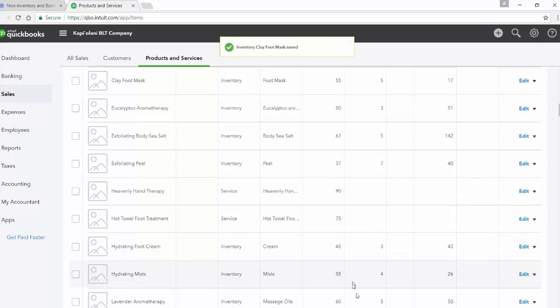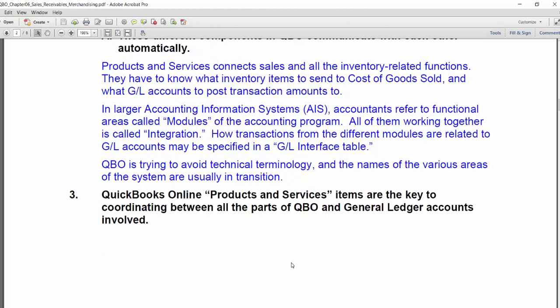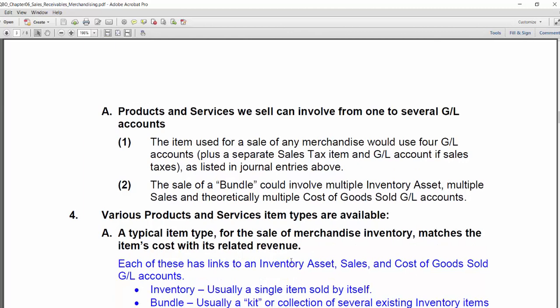So you can see how there's a link between the inventory item as well as its related general ledger accounts. So you can have from one to several general ledger accounts. A sales tax item, for example, if we sell several different products or services, they could all be hitting different revenue accounts and theoretically different cost of goods sold accounts. Well, that's a little bit more complex. If we sell a bundle, which is a collection of multiple inventory items, that same applies to that.